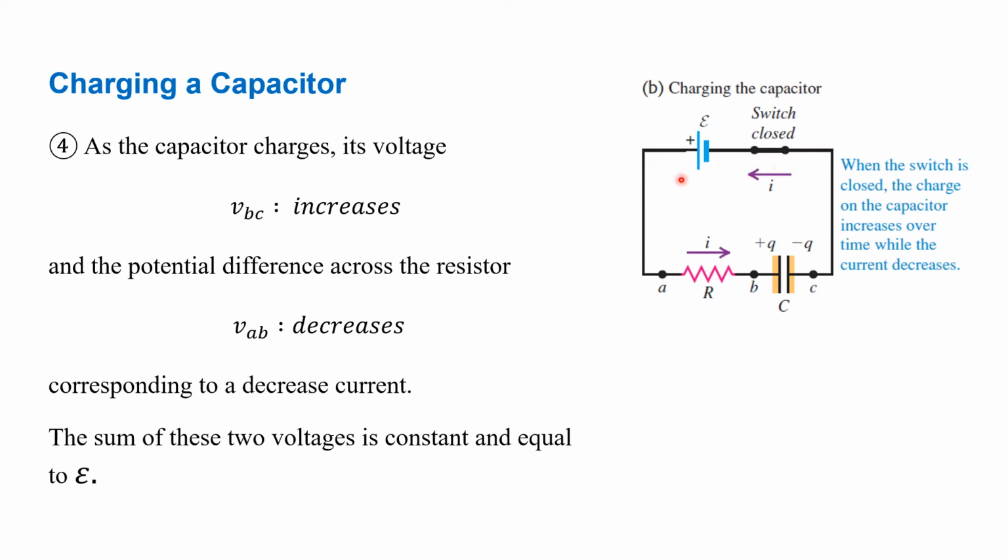So in this closed circuit, we will have a constant voltage which is equal to epsilon. But as time goes by, you have a decreasing current, signifying a decrease of potential difference across your resistor and an increase of voltage in your capacitor. So again, when a switch is closed, the charge in the capacitor increases over time while the current across your circuit decreases.